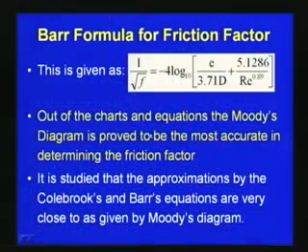Most of these equations relate friction factor with respect to the relative roughness and the Reynolds number, as we have seen in the Colebrook equation or Barr's equation, and also as shown by Nikuradse. So, out of the charts and equations, the Moody diagram and the Nikuradse charts, we can see that Moody's diagram is one of the most accurate in determining the friction factor. Also, the approximations given by Colebrook and Barr's equations are very close to what is given in Moody's diagram.